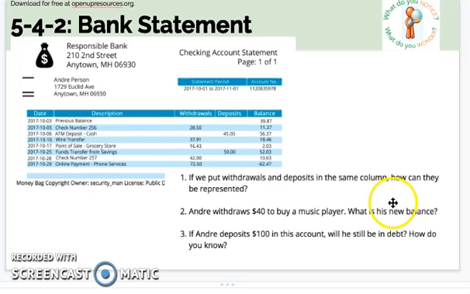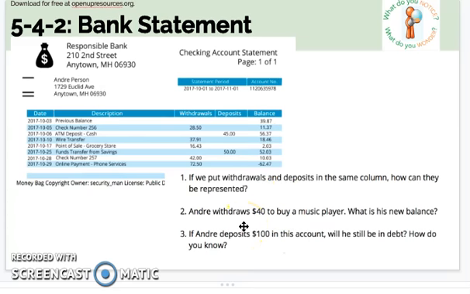So if we move on to those questions on the sheet that I would like you to answer, is if we put withdrawals and deposits in the same column. So if this wasn't separate, if it was together, how can you represent those amounts of money? So really straightforward question. Don't overthink this. How would you represent withdrawing money? How would you represent depositing money if it was in one column? Then I want you to answer the question for number 2.